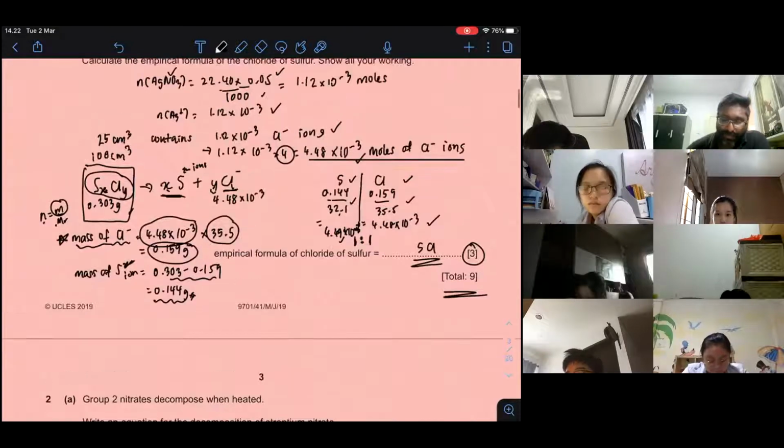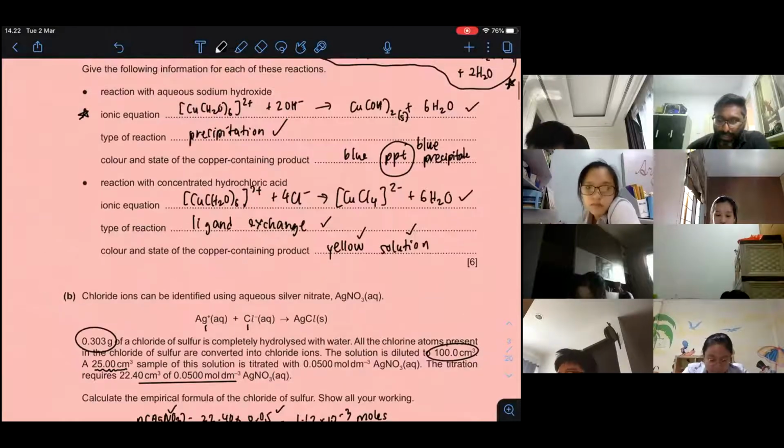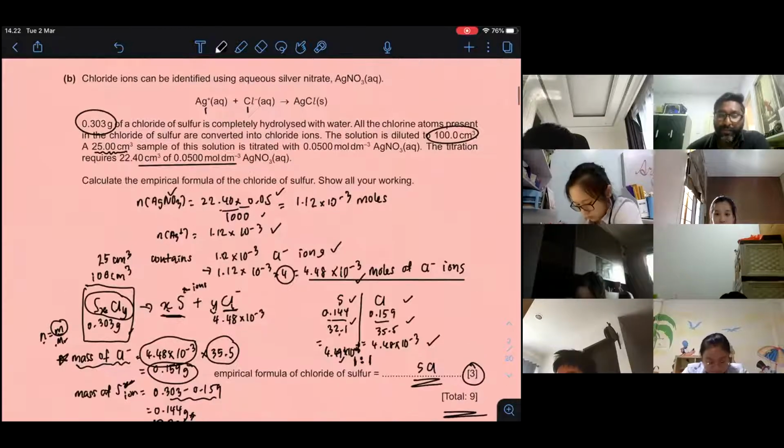Next. That's group question number 1, 9 marks. You see, testing on what? Just on the equation and then calculation. Not bad actually for 9 marks.